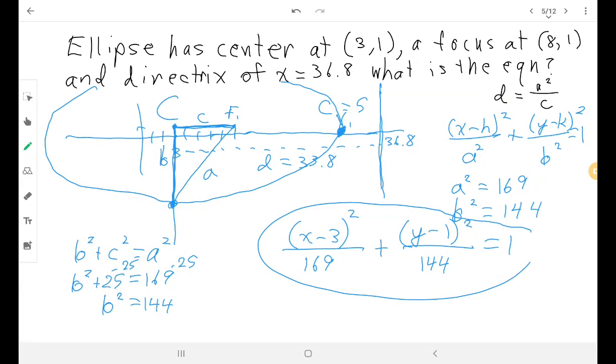So here is the equation of the ellipse. I'll pause for a second, let you look at that, give you a chance to ask questions. Okay, there being no questions, I'll move on.